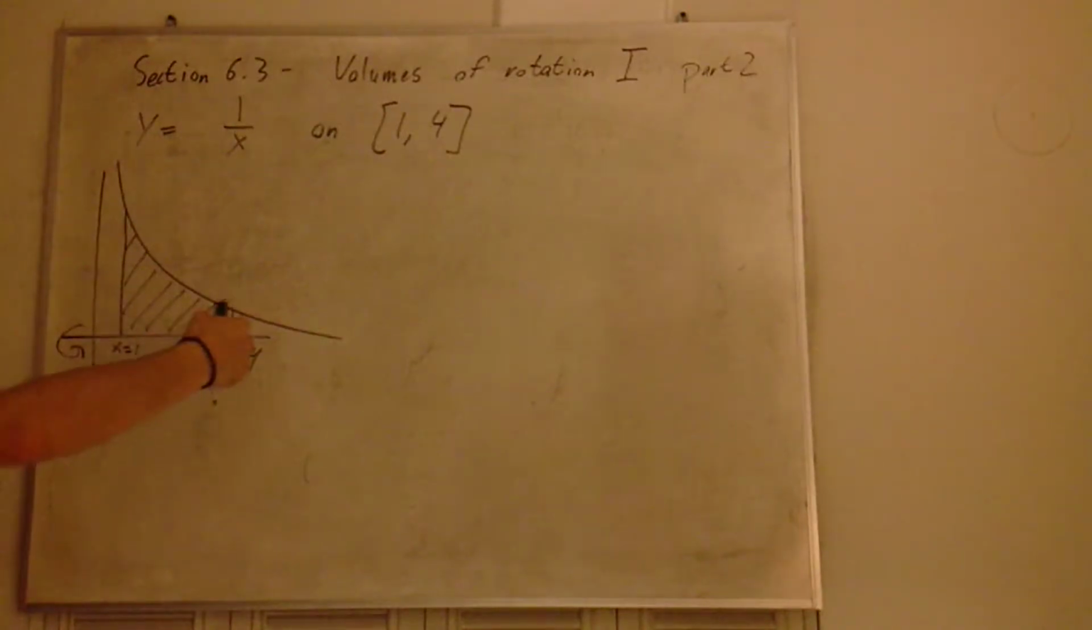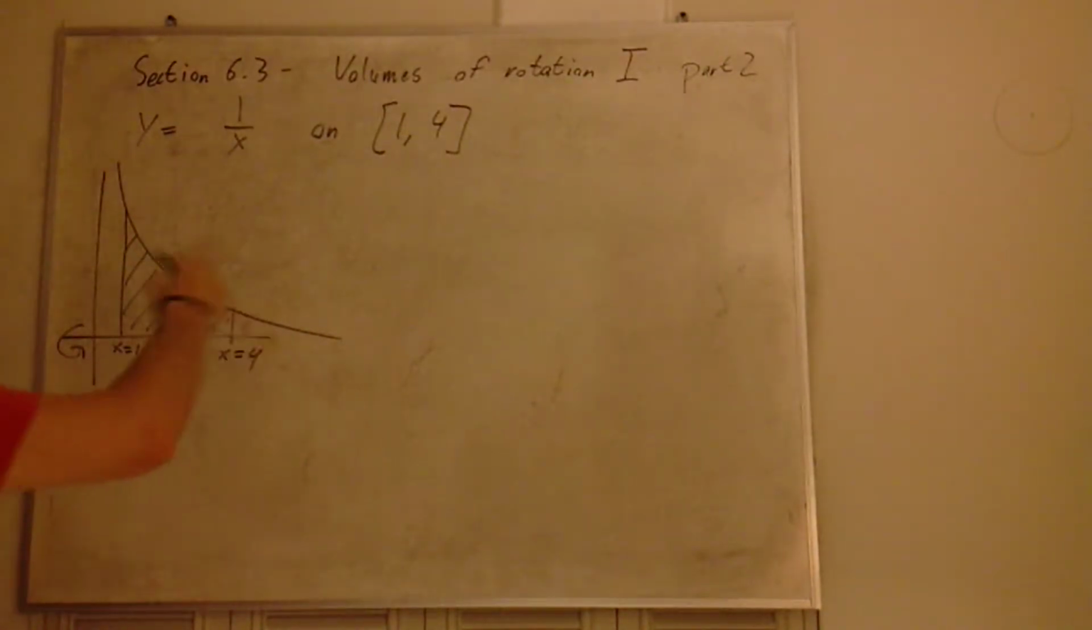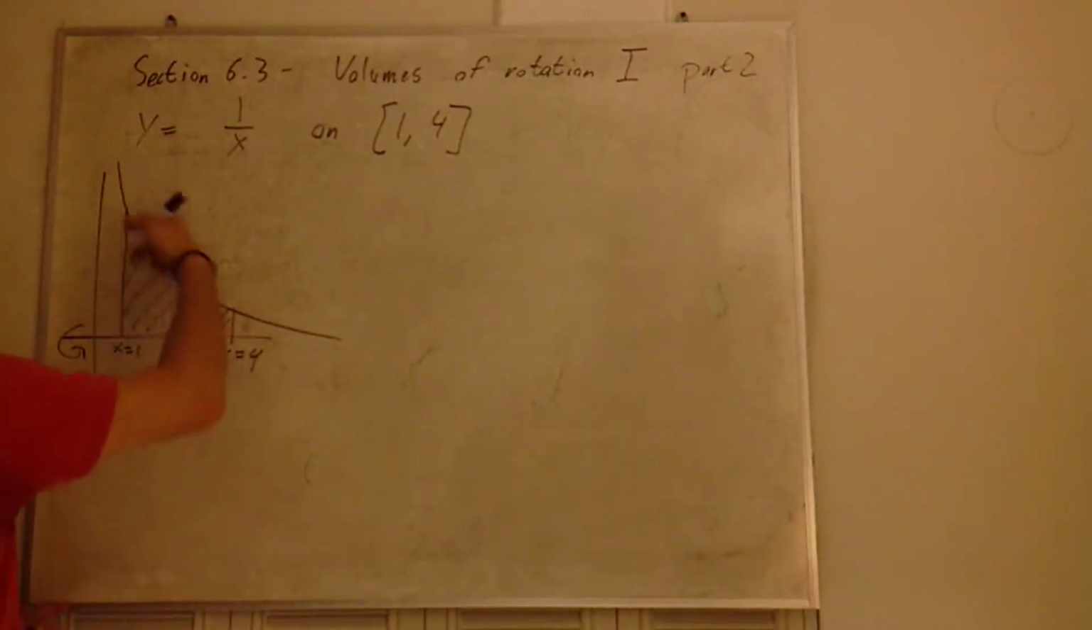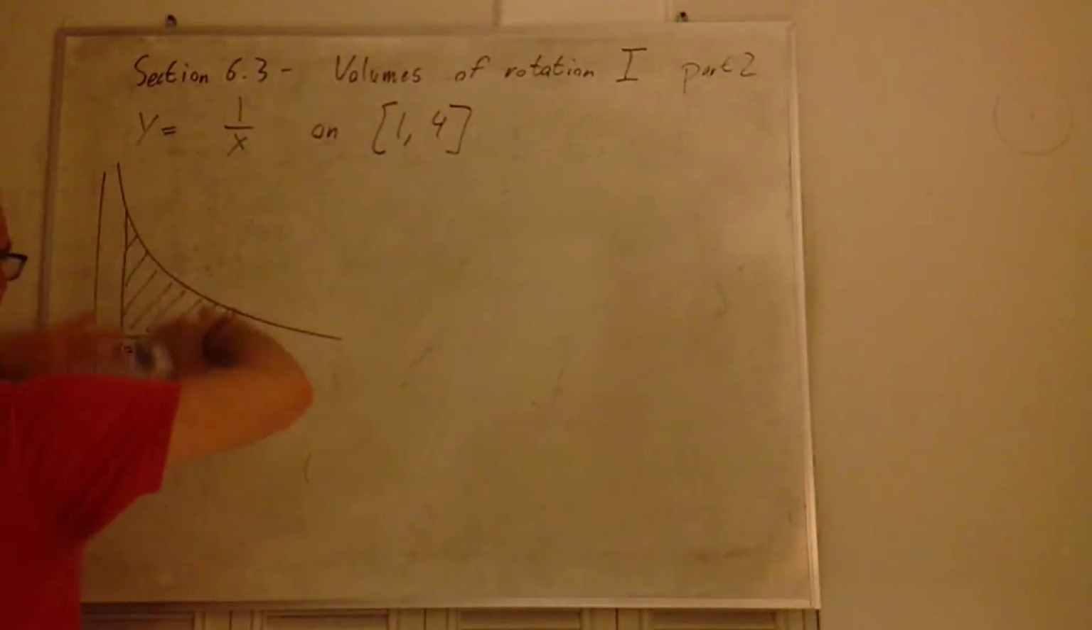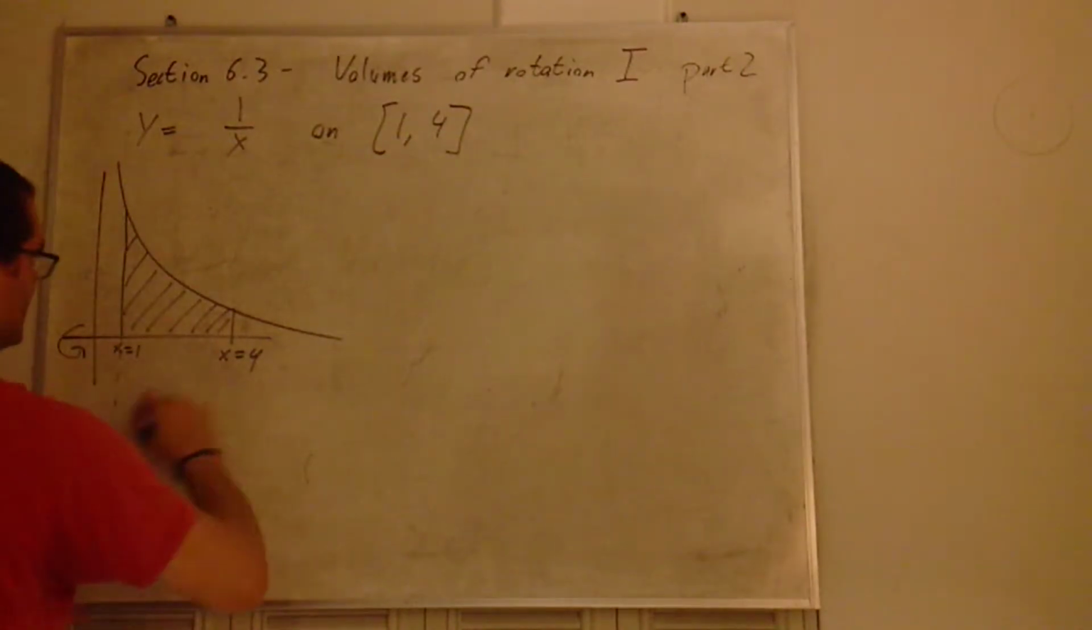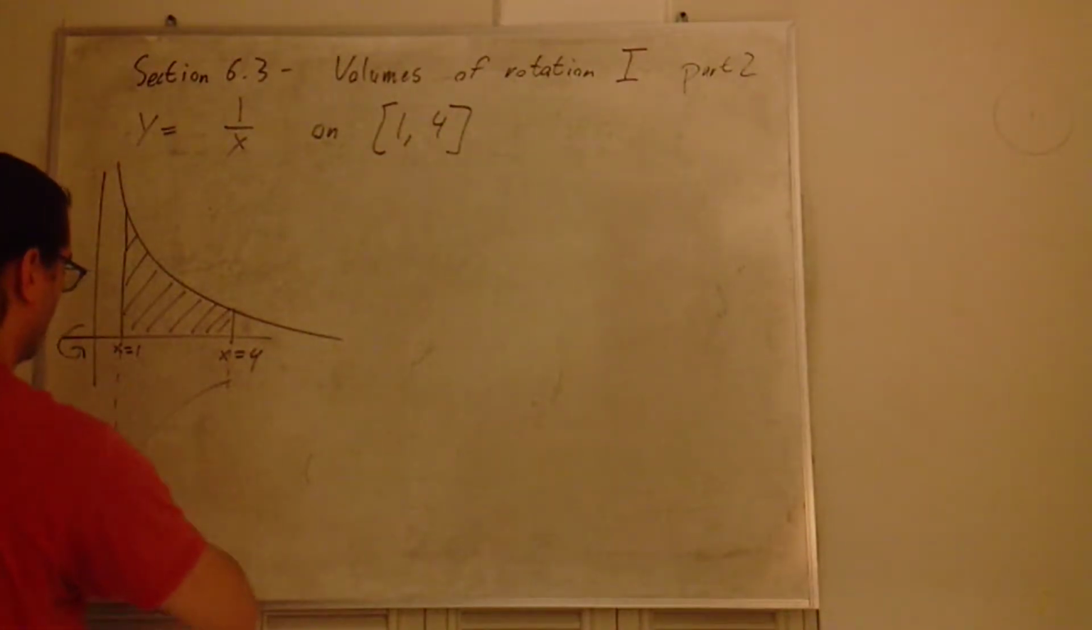So when we spin this thing around the x-axis, we'll basically take this shape and spin it around down here, and you'll get something that kind of looks like this.